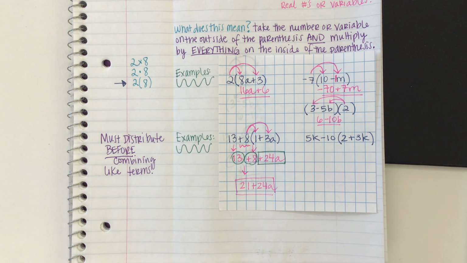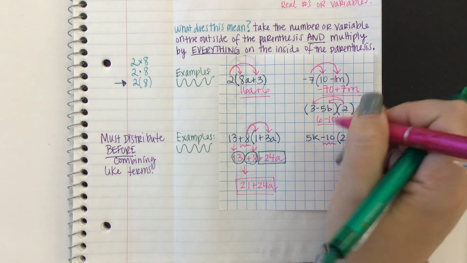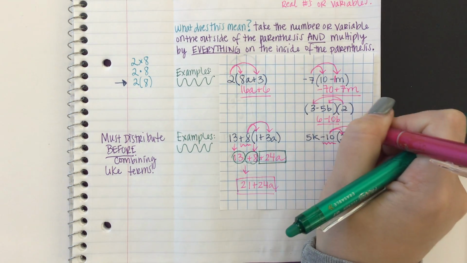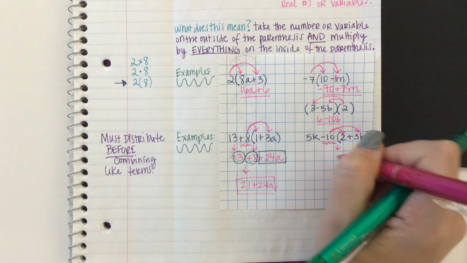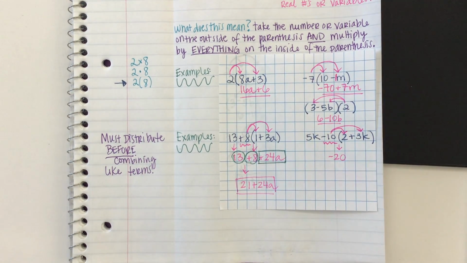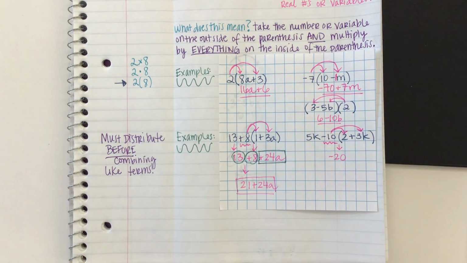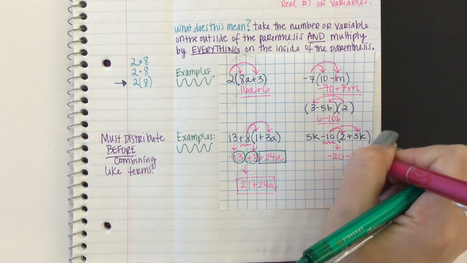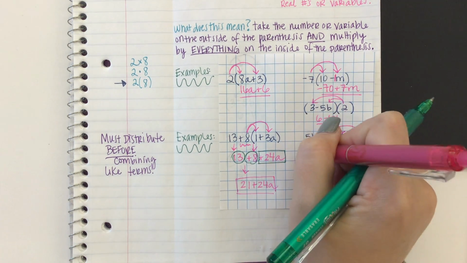And lastly, again, we follow the same steps. You take what is directly in front of the parentheses, in this case the negative 10, and you multiply it by everything inside the parentheses. So you have negative 10 times 2, which is negative 20. And then you have negative 10 times positive 3k, which is negative 30k. And then you bring down what you have not used, which is the 5k.